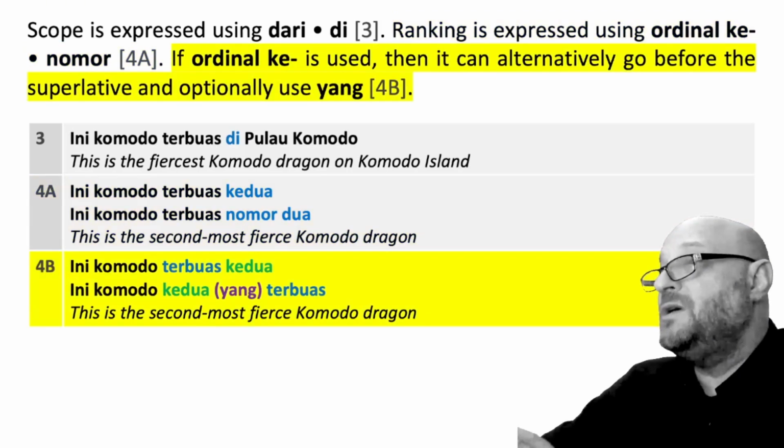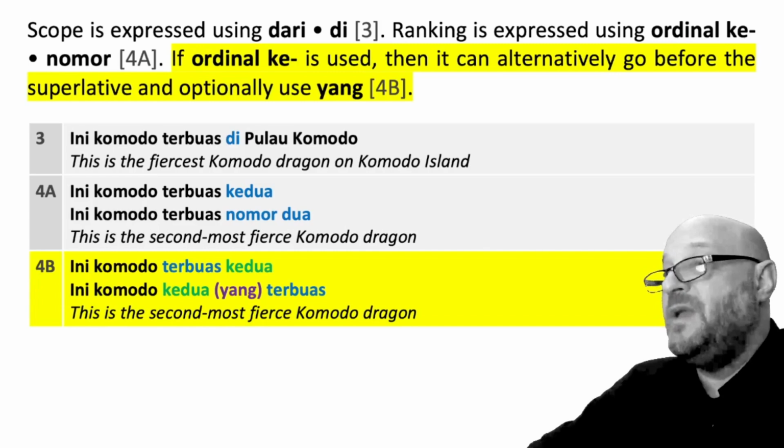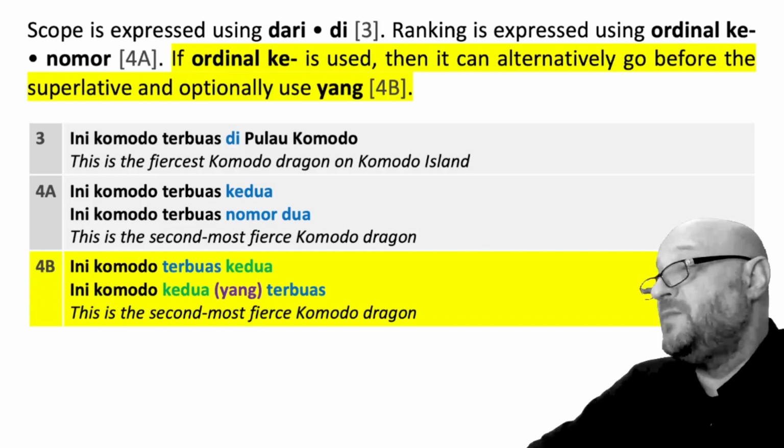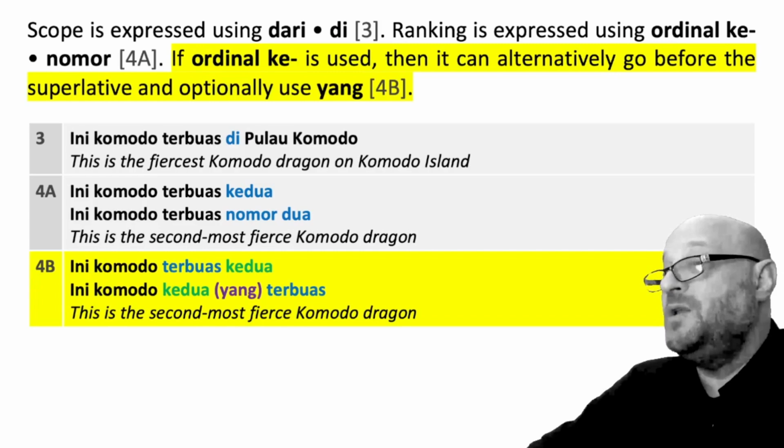If ordinal ke is used, then it can alternatively go before the superlative and optionally use yang. Example 4b. Ini Komodo terbuas kedua can also be expressed as ini Komodo kedua yang terbuas. This is the second most fierce Komodo dragon.